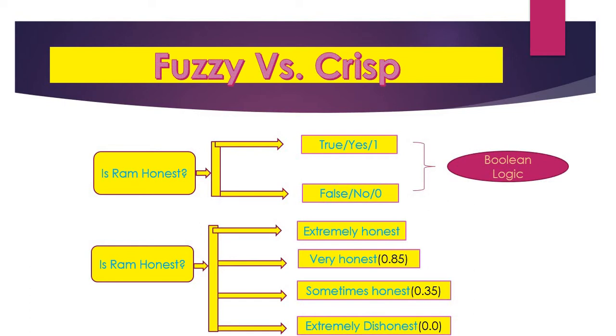So here the different values given are called membership values. Very honest is 0.85, sometimes honest is 0.35, and extremely honest is 0 value. These are called membership values. Here the point is how clear the answer is towards a particular question, and that is the beauty of fuzzy logic.